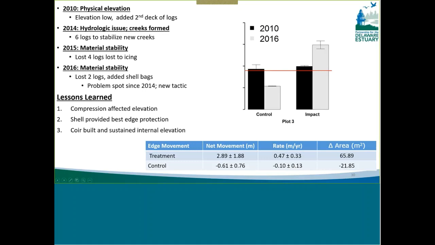Also, this is our edge movement between our treatment and our control in this table down here. Negative is erosion, positive is moving waterward. And so our net movement was waterward in the treatment, continued erosion in the control, and our associated losses of area.